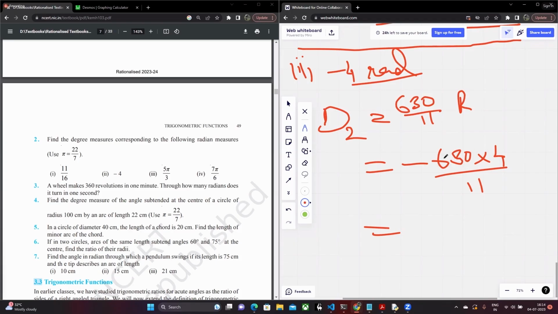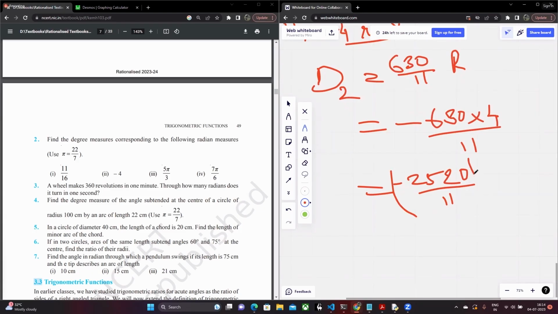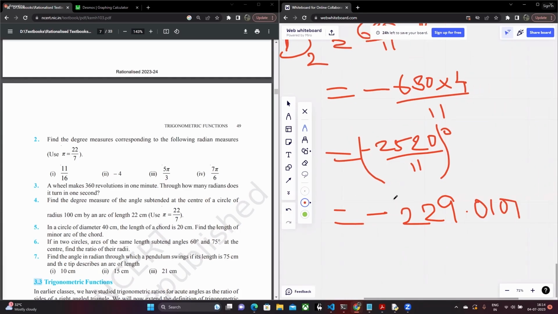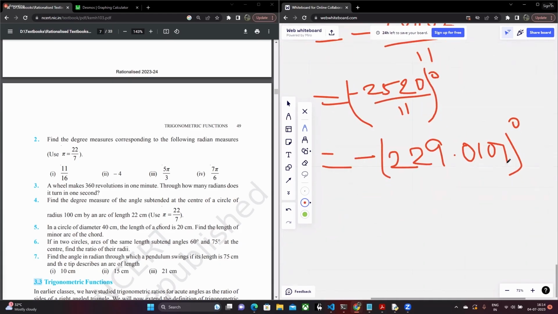This 4 6s are 24 and this is 120. So this is 2400 and 120, that becomes 2520 divided by 11. Not to forget the minus sign, right? And this is degrees. So basically, I'll write this as minus, this goes 2 times, right? And again, you have 20. This is a 9 point 29.0101 degrees, if I'm not wrong, right? This is 229.0101 degrees, right?